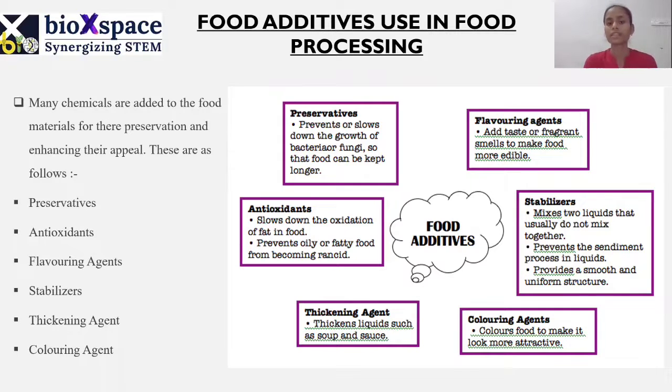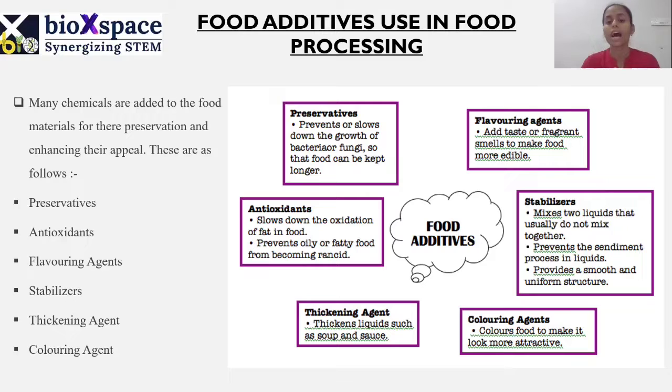When we talk about preservatives, they prevent or slow down the growth of bacteria and fungi, so that the food can be kept for a longer period of time. Antioxidants slow down the oxidation of fat in food and therefore prevent oily or fatty food from becoming rancid. Other than antioxidants, there are flavoring agents, meaning adding flavors to the food. Coloring agents mean adding color to the food so that it can attract consumers.